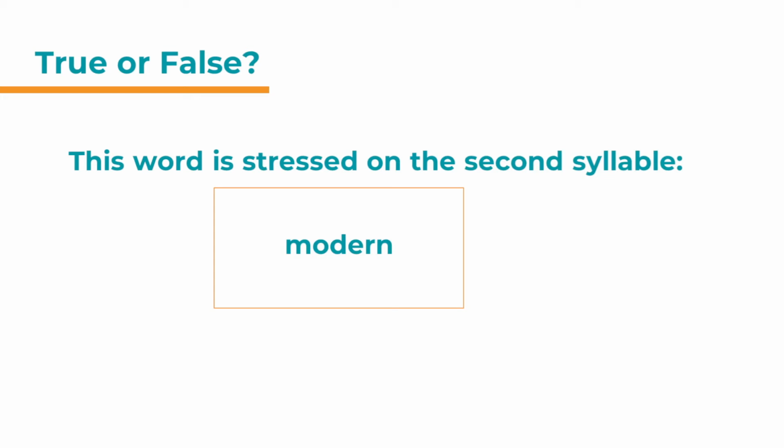True or false? This word is stressed on the second syllable. Modern. Modern. No, that is false. This word is stressed on the first syllable. It is a common adjective with two syllables. True or false? This word is stressed on the second syllable. Receive. Receive. Yes, that's correct. The word is stressed on the second syllable. Receive.